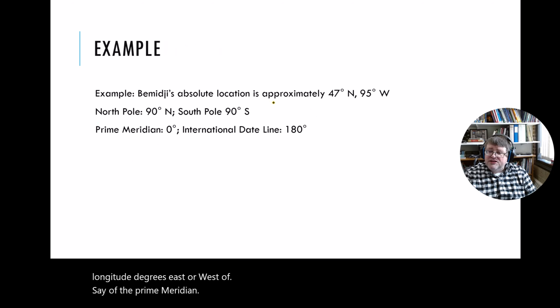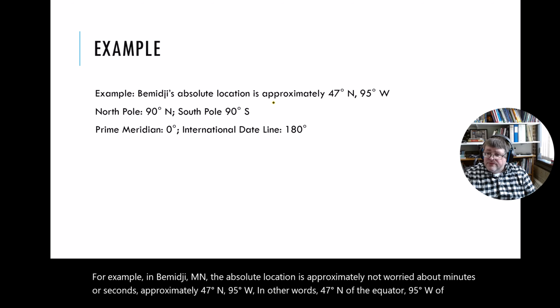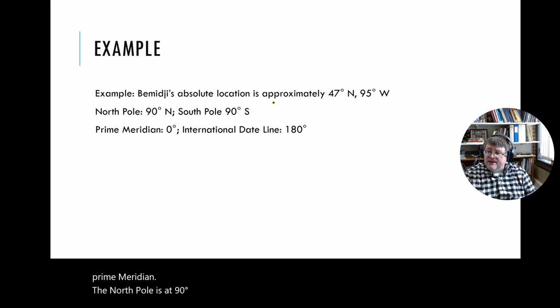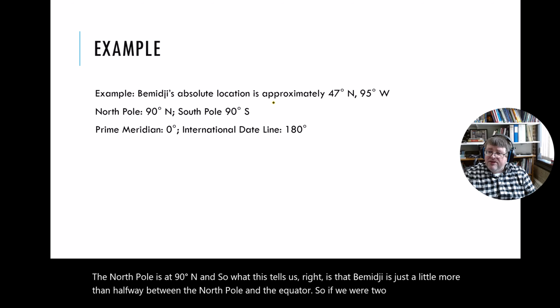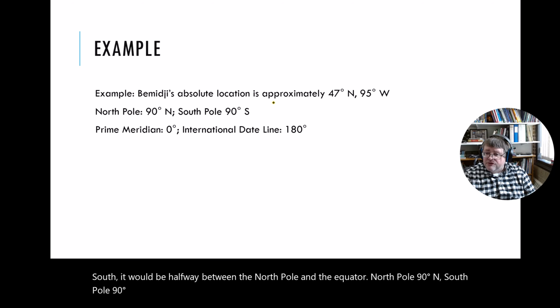For example, in Bemidji, Minnesota, the absolute location is approximately, not worried about minutes or seconds, 47 degrees north, 95 degrees west. In other words, 47 degrees north of the equator, 95 degrees west of the prime meridian. The North Pole is at 90 degrees north. And so what this tells us is that Bemidji is just a little more than halfway between the North Pole and the equator. So if we were 2 degrees further south, it would be halfway between the North Pole and the equator.